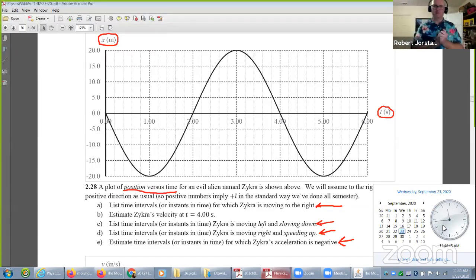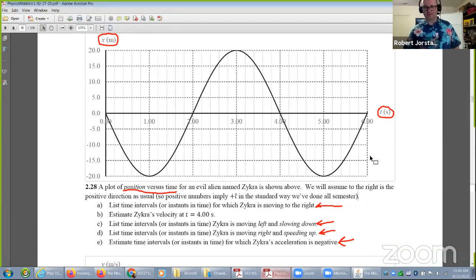Oh my gosh, we made it. Okay, so I have no idea if I'm giving you the right amount of time, too little, too much. My bad if I screwed it up. But let's go ahead and somebody feeling spicy. When is this Zycra alien moving to the right? When is Zycra moving to the right? Take a guess. It's okay to be wrong.